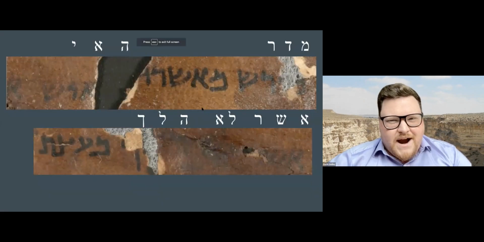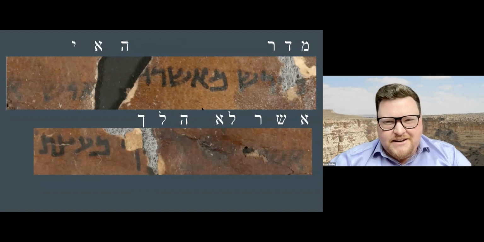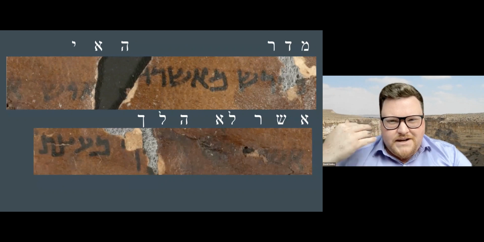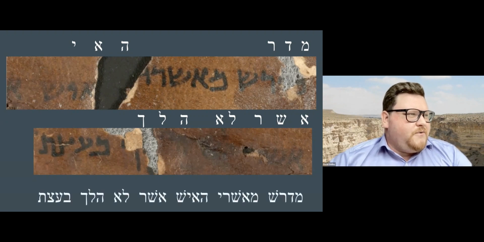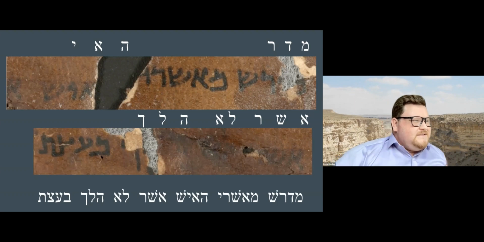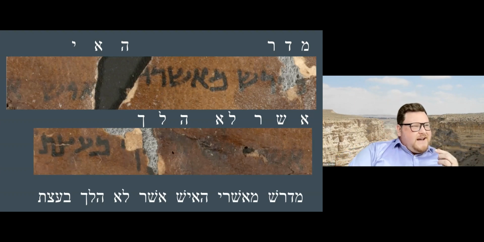So this is sort of a practice round. This one's an easy line, right? Because we see where it's quoting from. We know the context of what's popping up, Psalm 1 in mind. And so from here, we can guess that this is ba'atzat, right? And we can assume that this is halak. So we had midrash me ashrei ha'ish asher lo halak ba'atzat.